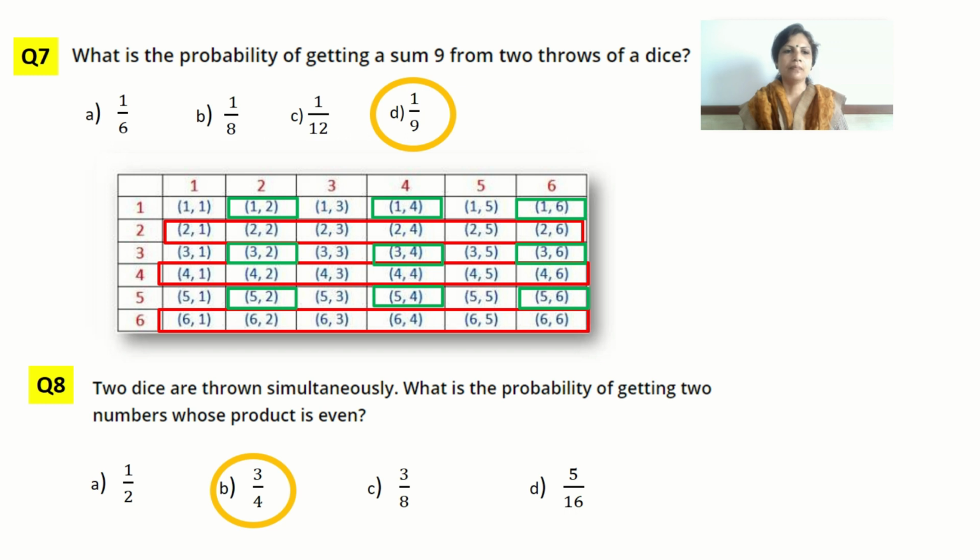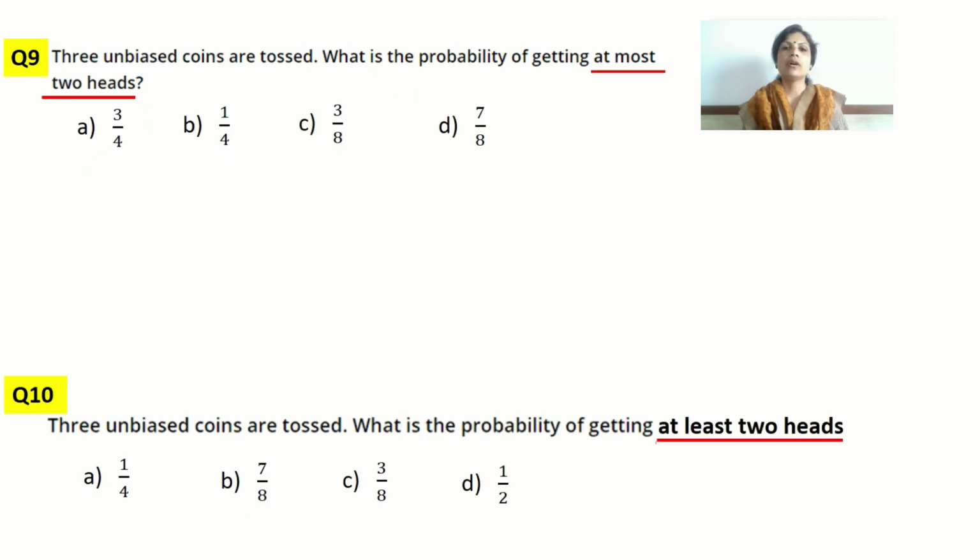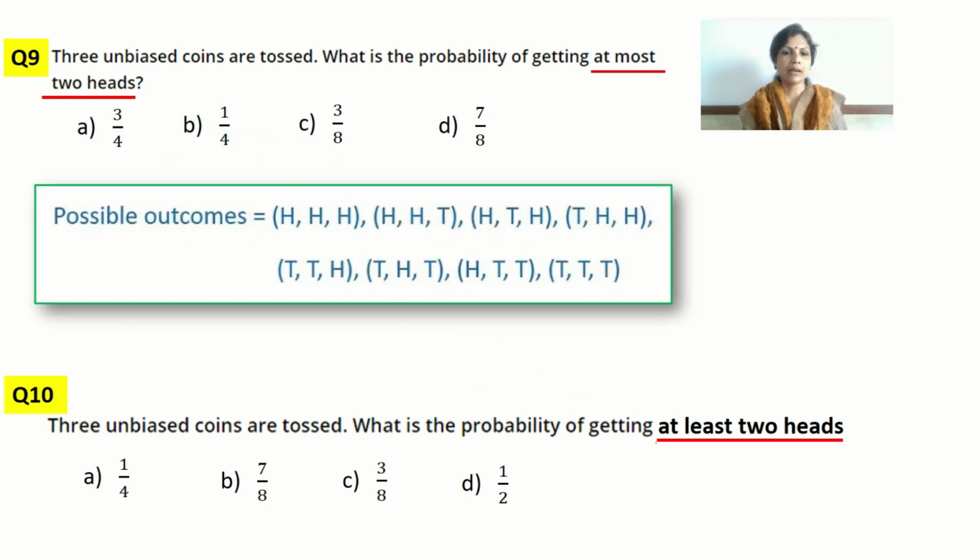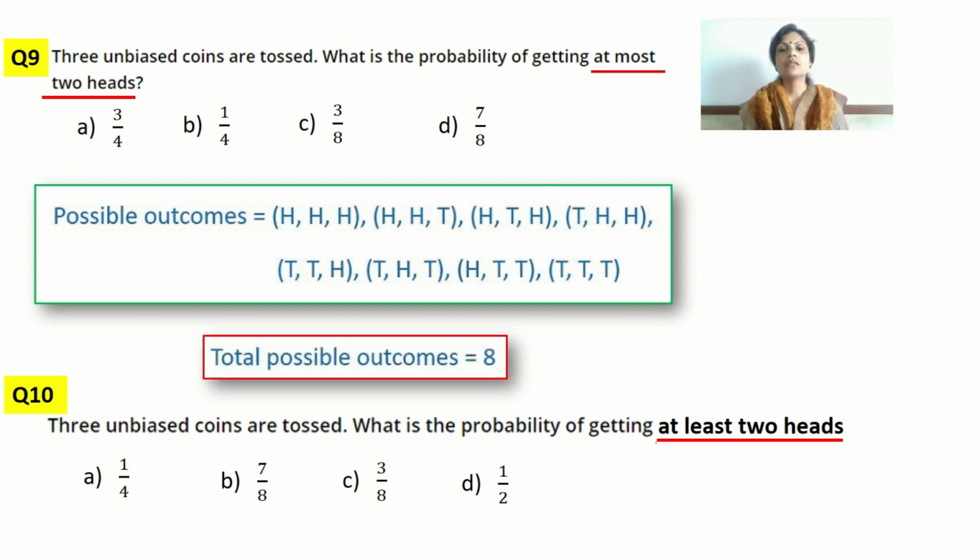Okay, the next sum. 3 unbiased coins are tossed. What is the probability of getting at most 2 heads? This is very important. What is the meaning of at most 2 heads? Now 3 coins are tossed, so your sample space is this. We get 8 outcomes. We are asked what is the probability that at most 2 heads will come.